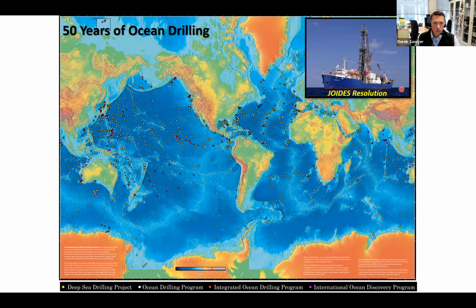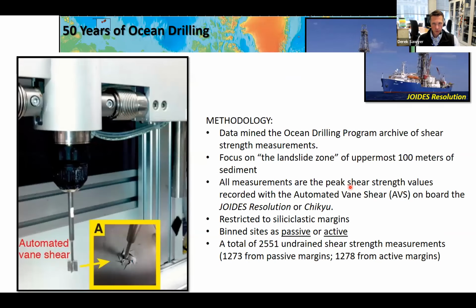We have over 50 years of scientific ocean drilling through the Ocean Drilling Program and its predecessor, the Deep Sea Drilling Project, and now it's called the International Ocean Discovery Program. But the idea is the same. Every dot on this map represents a location where the drill ship has gone in and extracted cores. And one of the standard measurements that's almost always taken is the shear strength of the sediments in regular intervals down core. And all that data is nicely preserved and archived, publicly available. So what I want to do is basically do a data mining exercise and see if we can see these patterns of strengthening in actual field measurements.